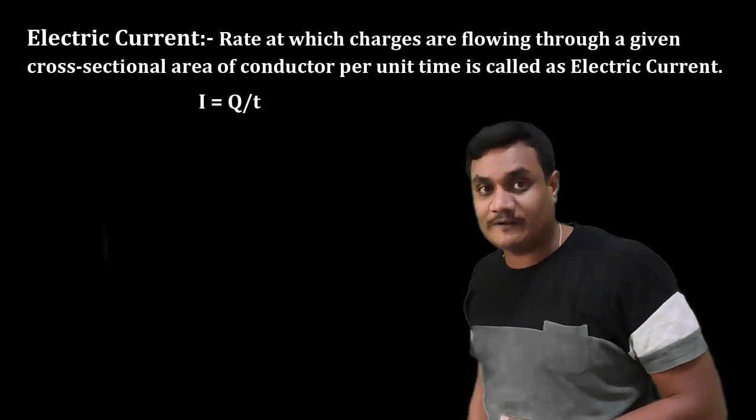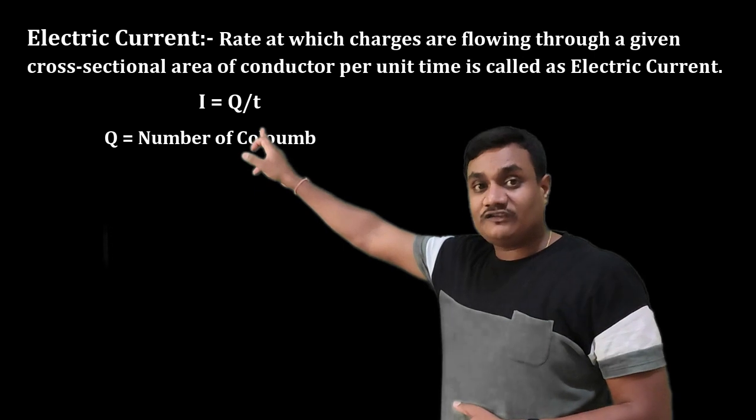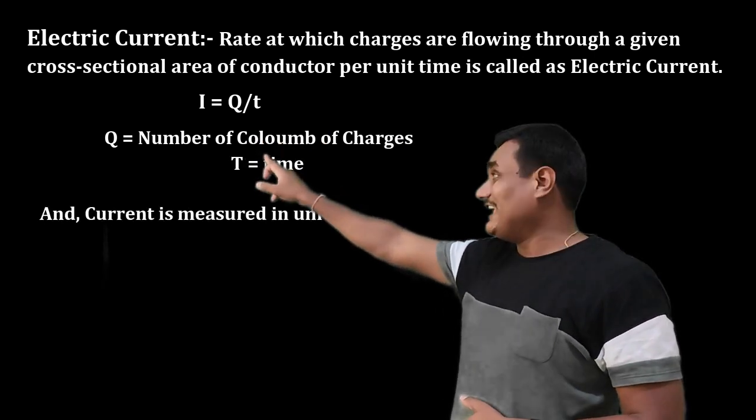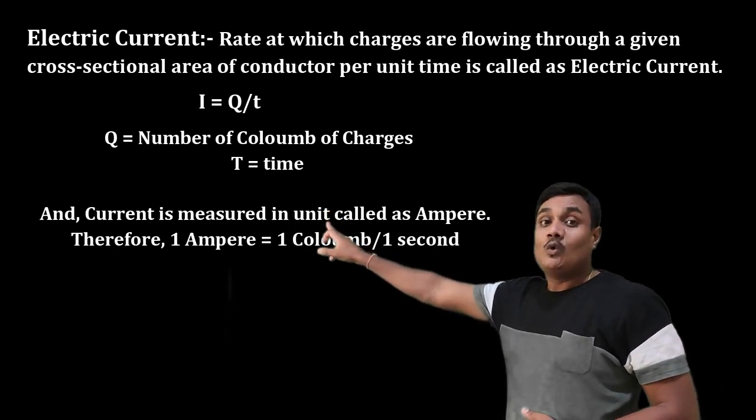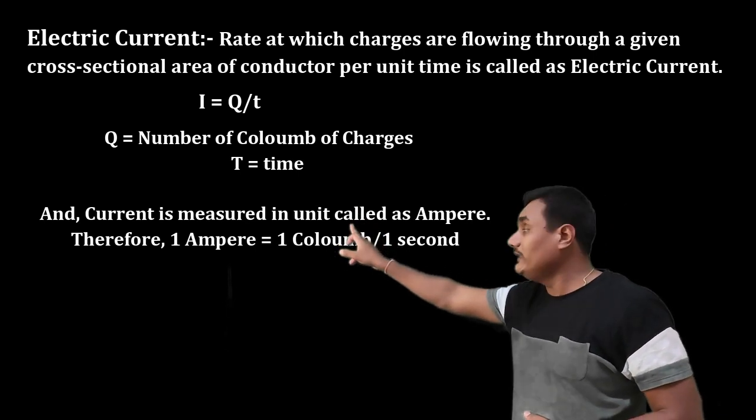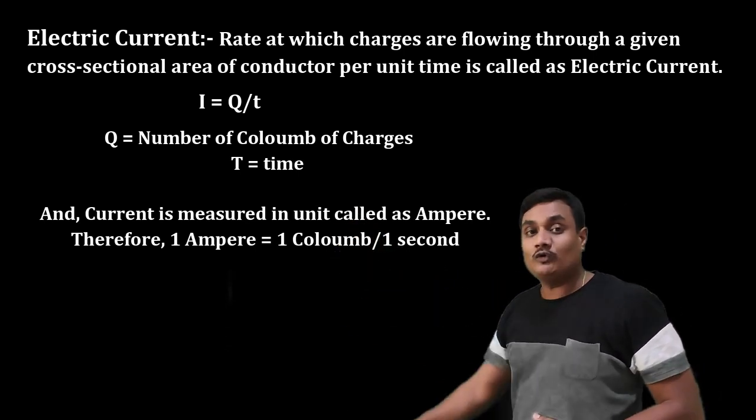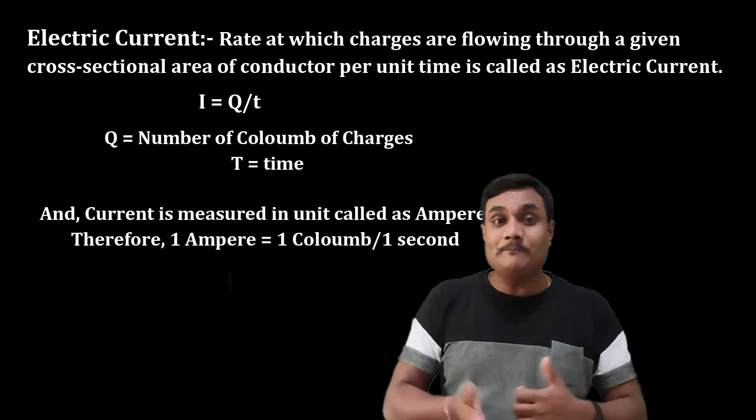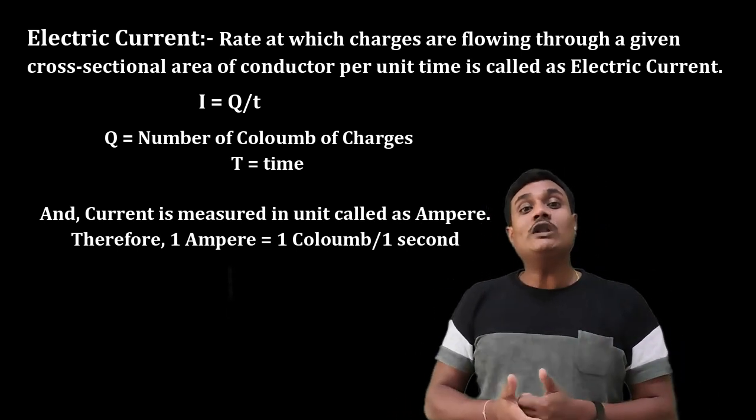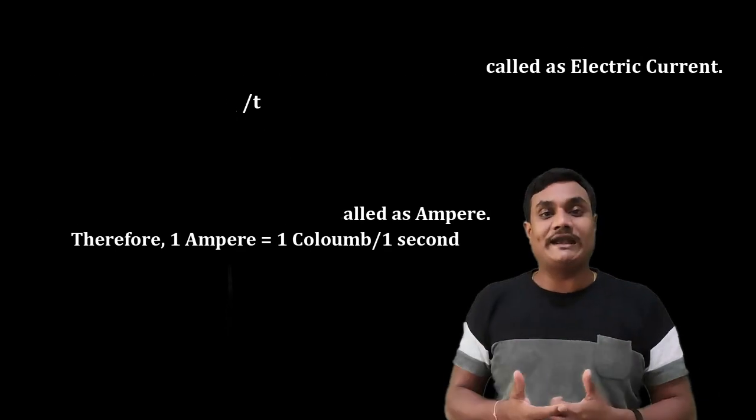ओके, इलेक्ट्रिक करंट इज गिवन बाय I इज इक्वल टू Q बाय T, दैट इज रेट ऑफ फ्लो ऑफ चार्जेस. नाउ Q इज द नंबर ऑफ कूलम्ब ऑफ चार्जेस, T इज टाइम, एंड करंट इज मेजर्ड इन द यूनिट कॉल्ड एज एम्पियर. देयरफॉर 1 एम्पियर इज इक्वल टू 1 कूलम्ब अपॉन 1 सेकेंड. Therefore we can say that the current flowing across a point is of 1 ampere if 1 coulomb of charge is flowing per second. The SI unit of current is ampere, and the device which we use to measure the electric current is called as ammeter.